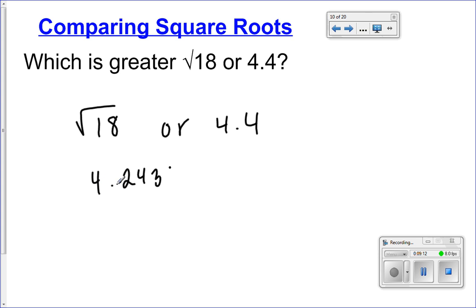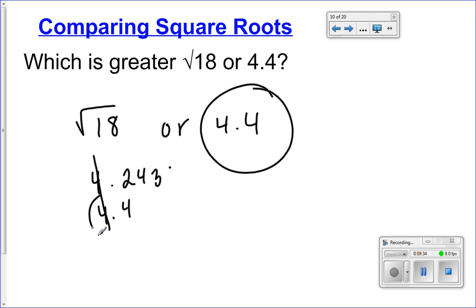So which one is greater, 4 4/10 or 4.243? When we look at the decimal, we know 4 is greater than 2, so 4 and 4/10 would be greater than the square root of 18. If it's hard for you to look at a decimal like this, you can line them up so that we can see 4 and 4 is the same number, 2, 4, this one's less, so this one's the greater number.